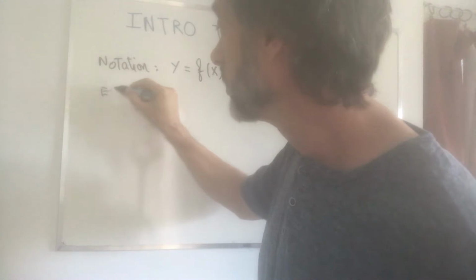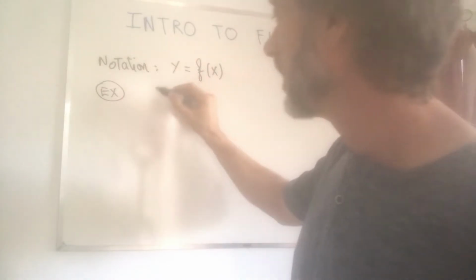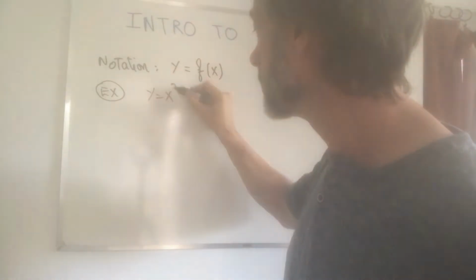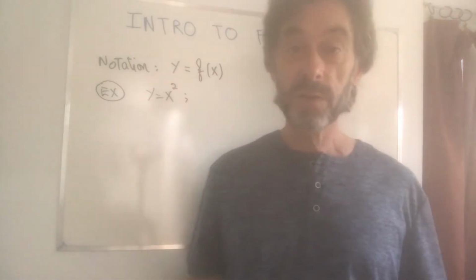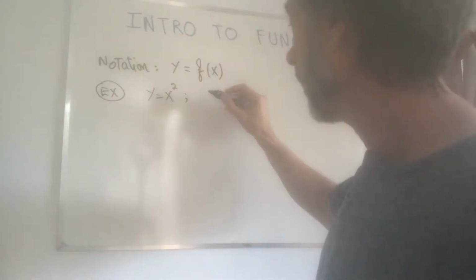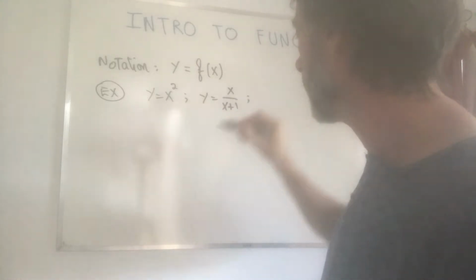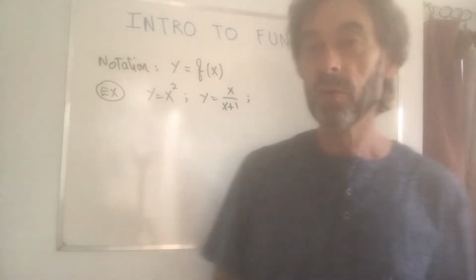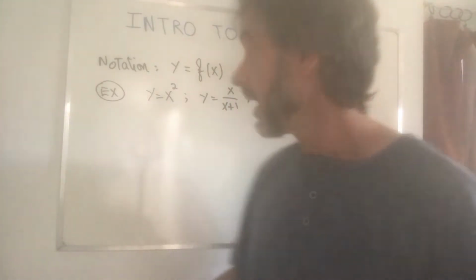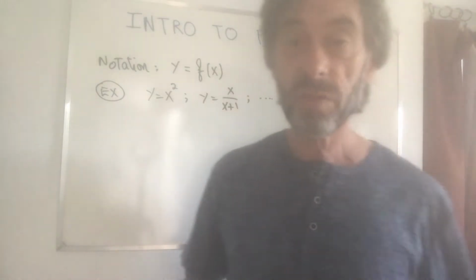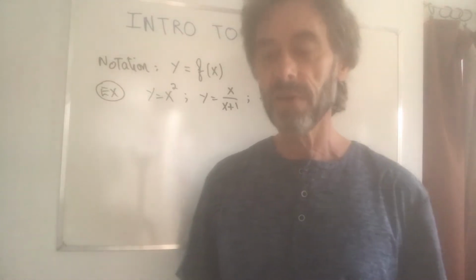An example of a function, well, we have seen many functions in high school. For example, y equals x squared. That's a function that takes an x, squares it, and the square of x becomes what we call y. Another one, y equals x over x plus 1. This is a rational function. If you enter an x here, you do this operation and you will obtain a y, and so on and so forth. We will study several types of functions since calculus is really based on functions.